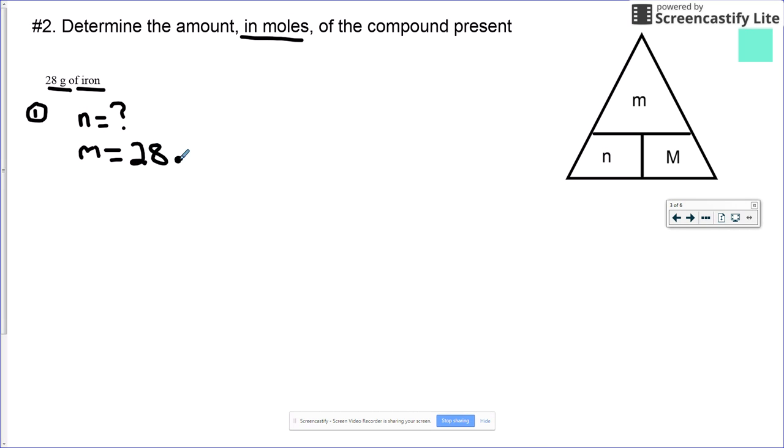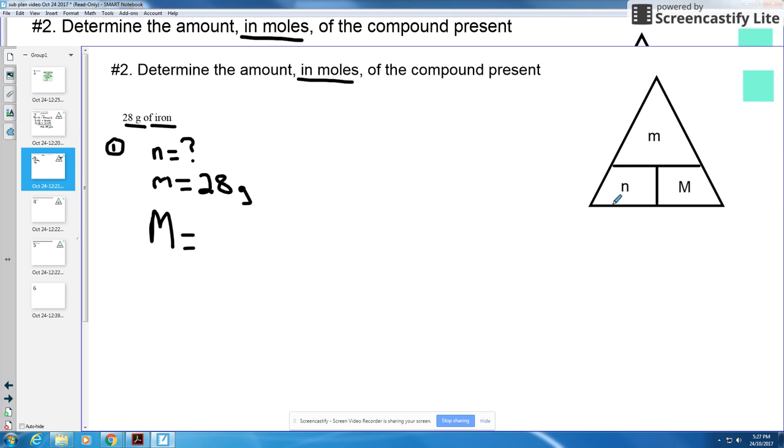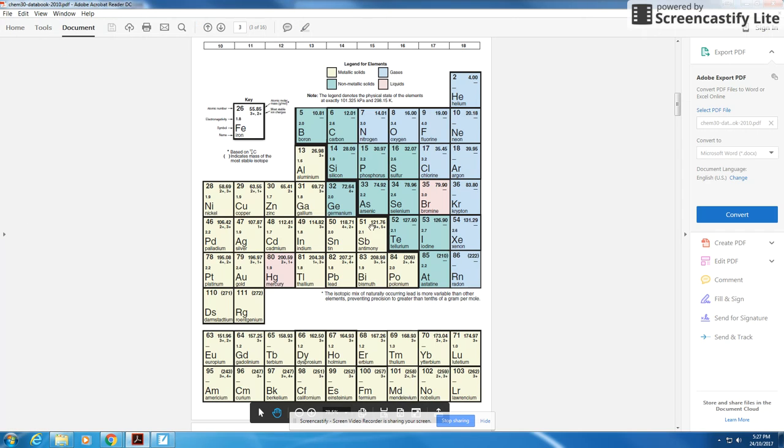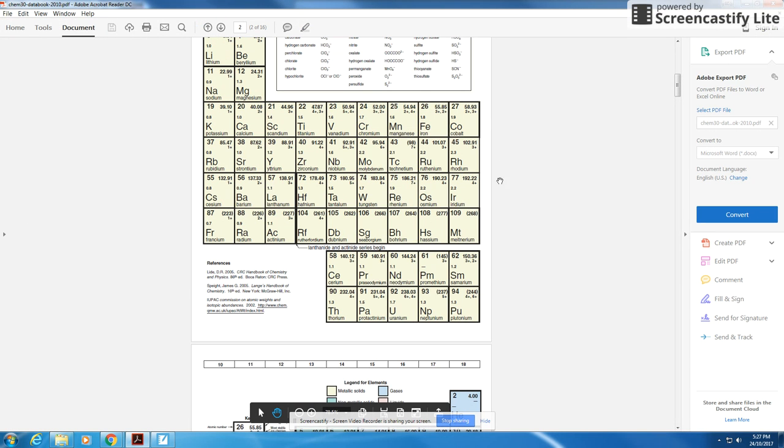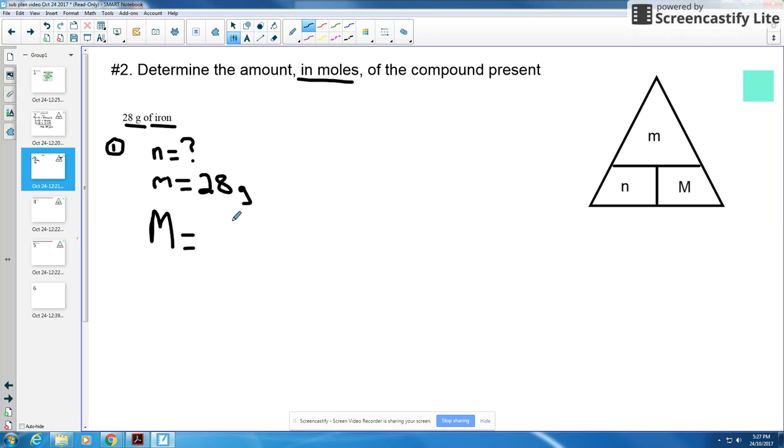And the molar mass I don't know off the top of my head, but iron, we're talking about just plain old iron, I can find that out. So look at the periodic table and you find iron, and iron's right there. And look, there's the atomic mass, 55.85. Okay, so I write that down. Step 1 is done.